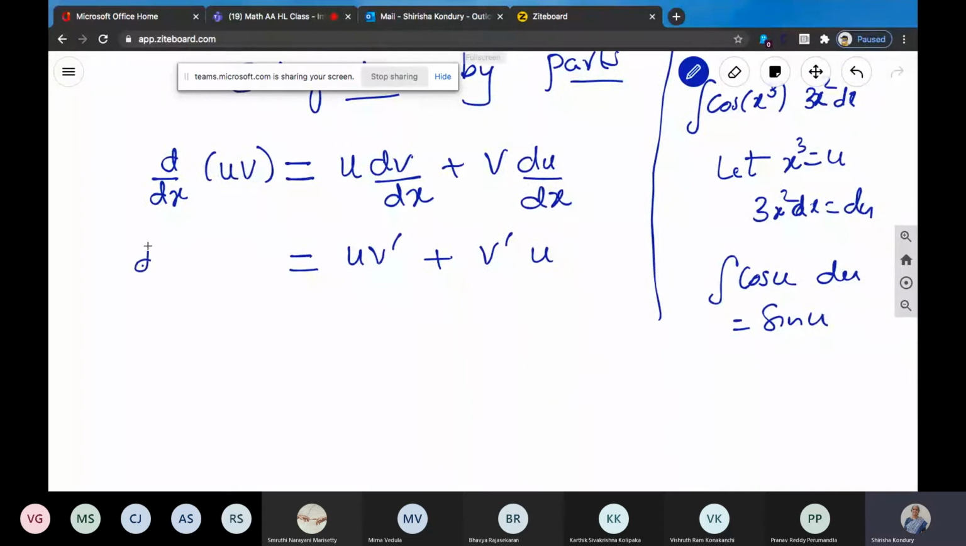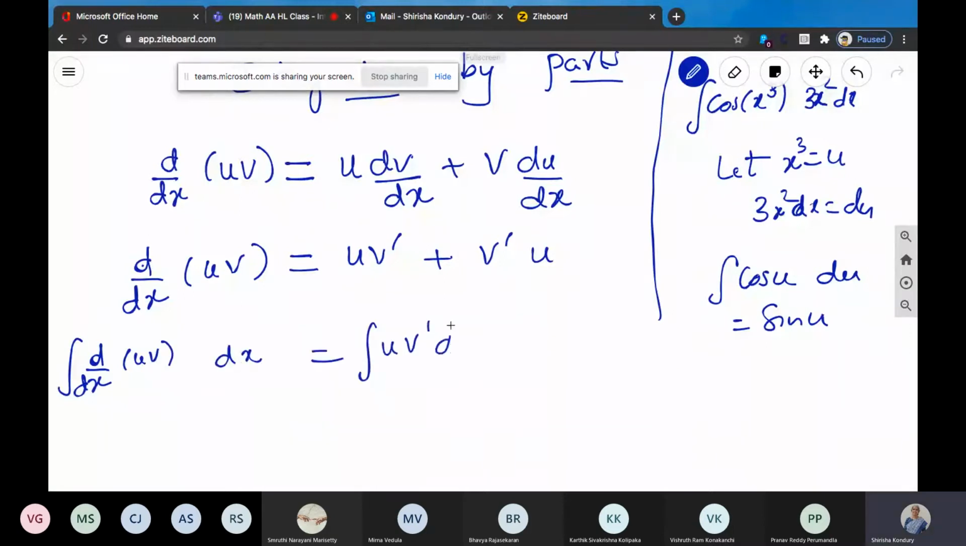Now, let me rewrite this whole thing. If I take integration on both sides with respect to x, so I am taking the integral with respect to x. Oh, sorry. I wrote something wrong here.